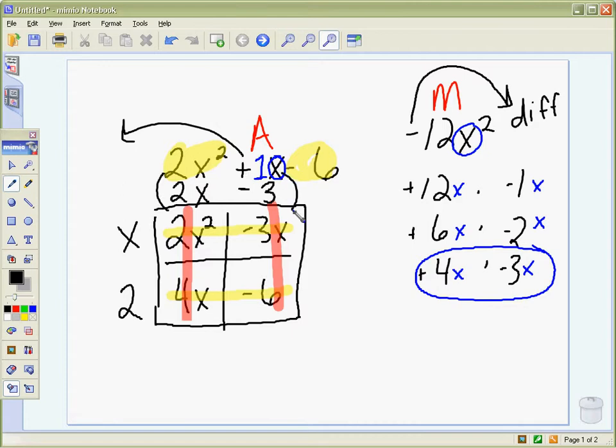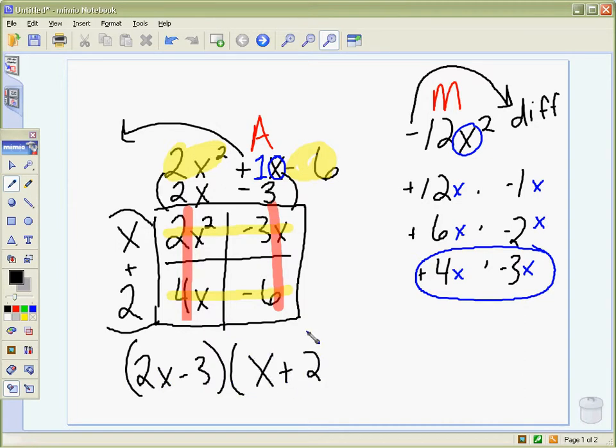2x minus 3 and x plus 2. And it'll look like this. 2x minus 3, x plus 2. And I got this plus right here because my 2 was positive. And that's that. It's factored.